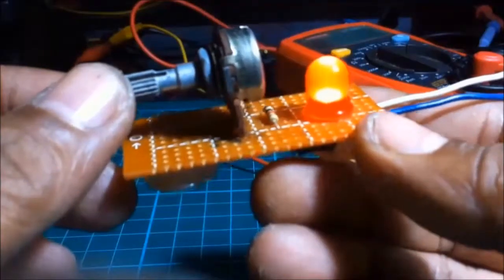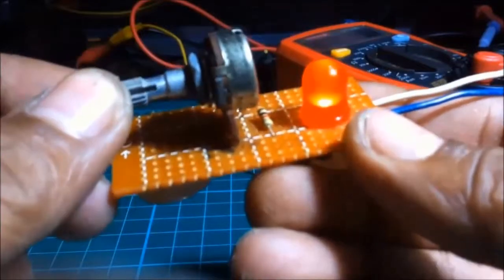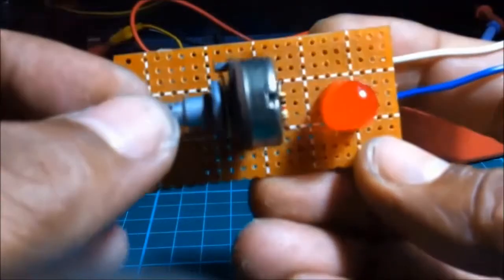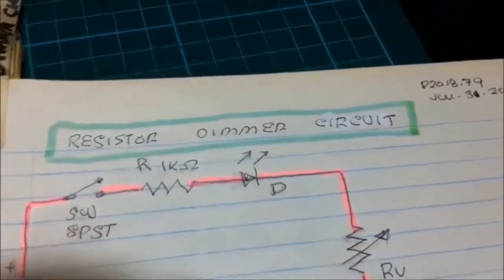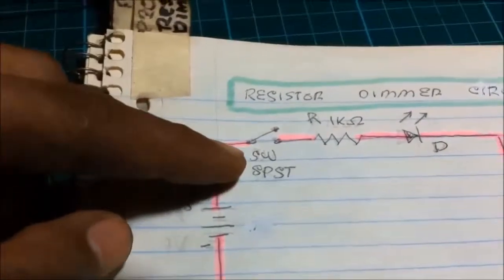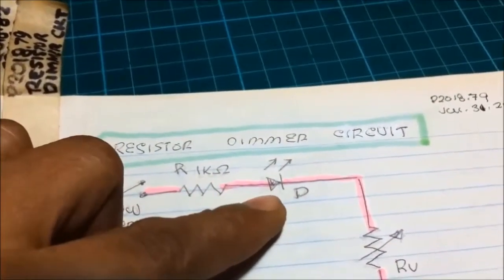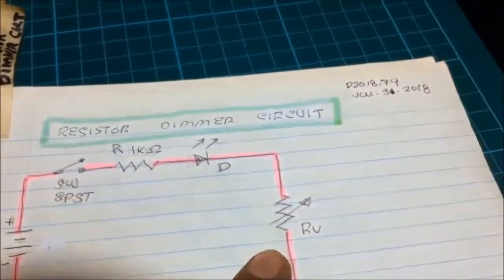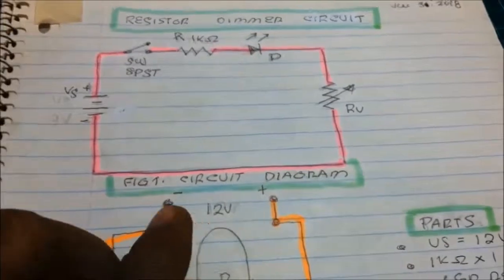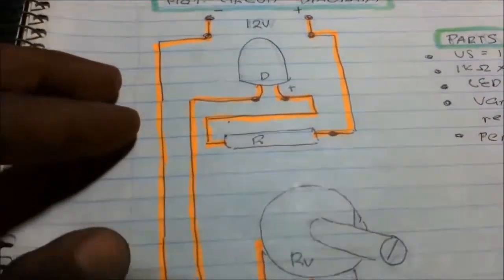This is my previous project. This is a dimmer switch. This is the circuit diagram. 12 volt supply, and then we have the resistor in series with the LED, and then we have in series with the potentiometer to the ground. And we have here my layout.